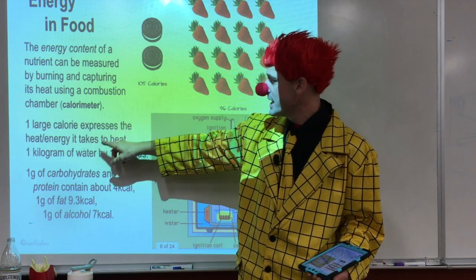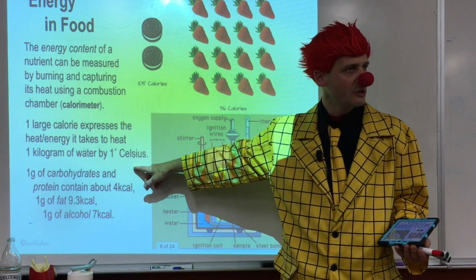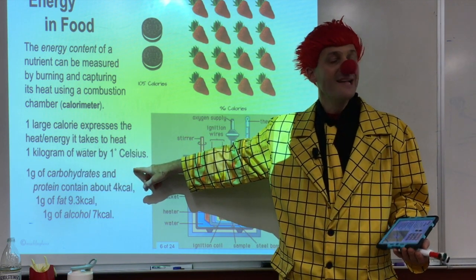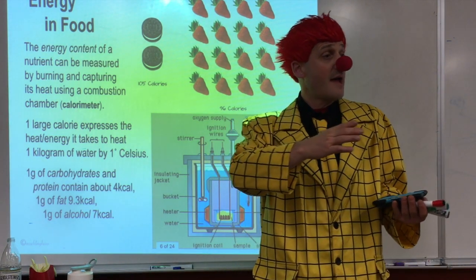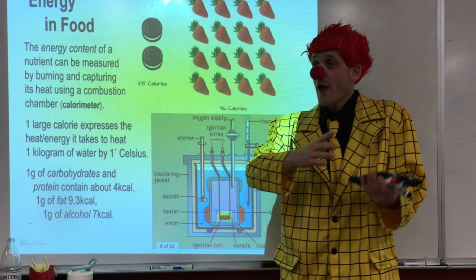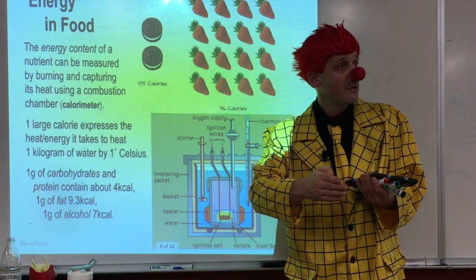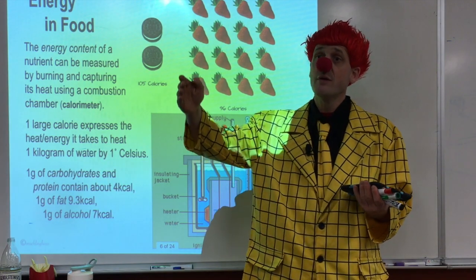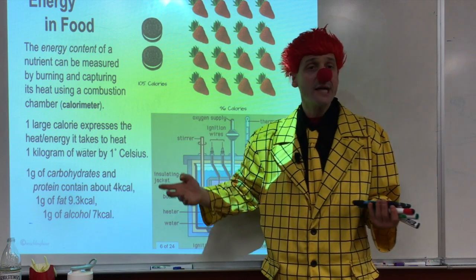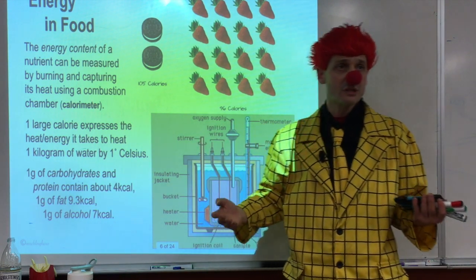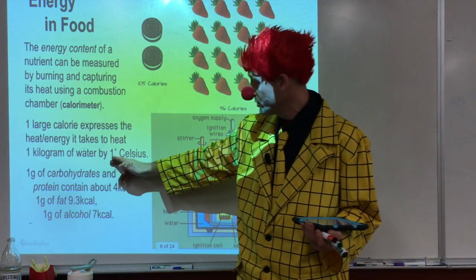And one large calorie expresses the energy it takes to heat 1 kilogram of water by 1 degree Celsius. And Celsius is that measuring scale that we use everywhere except for here. Zero Celsius is when ice goes to water, and 100 degrees Celsius is when water goes to boiling. That's why in science they use Celsius, not Fahrenheit, because Fahrenheit is much more random.